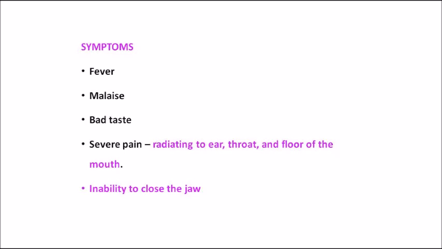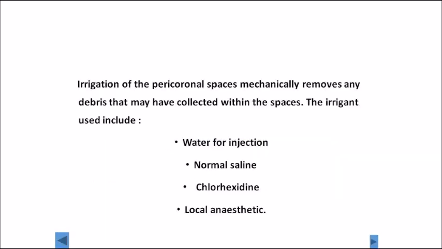What are the symptoms? The symptoms are fever, malaise, that are the systemic symptoms. There is bad taste in the mouth of the patient, and there is severe pain which may radiate to ear, throat and floor of the mouth. Some patients complain, we have heard that, they tell, I have pain on this full side of my face, my ear is paining, my throat is paining. So this is because of the radiation of the pain, and some patients even find it difficult to close the jaws.